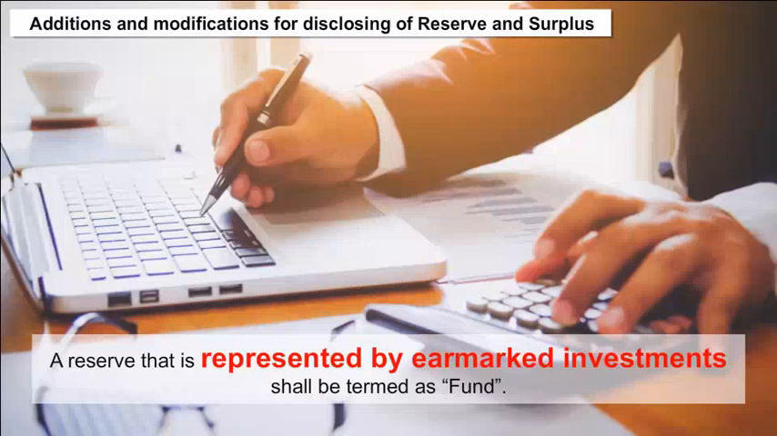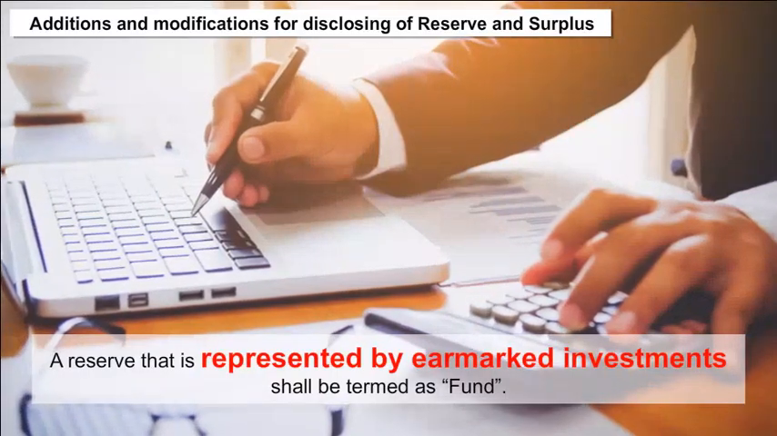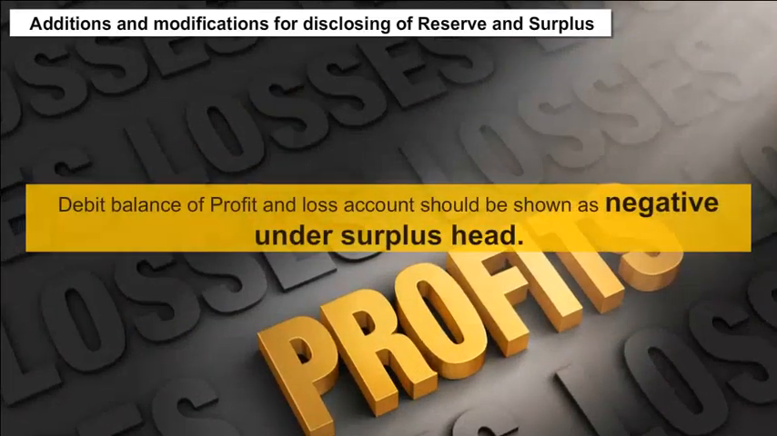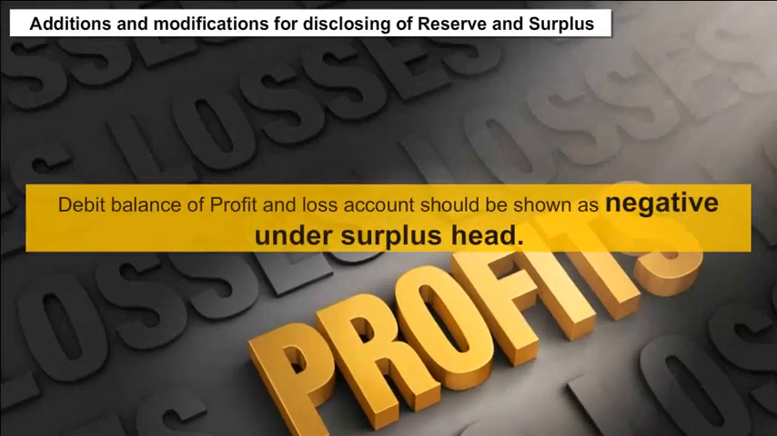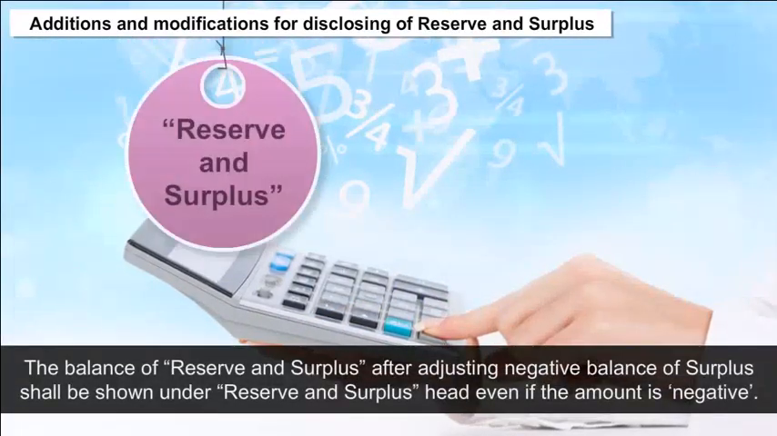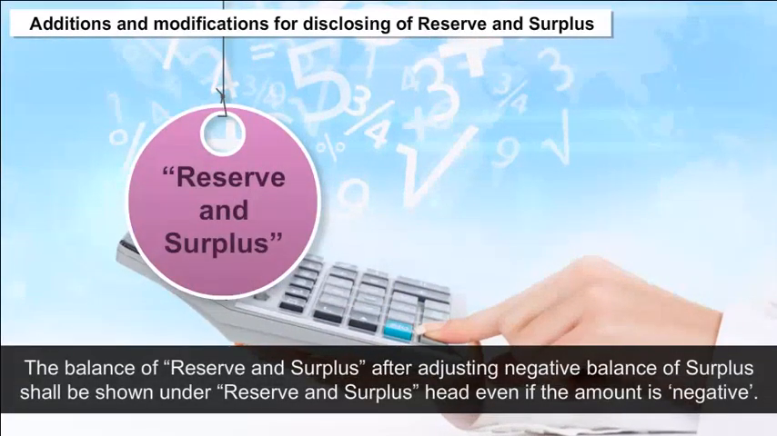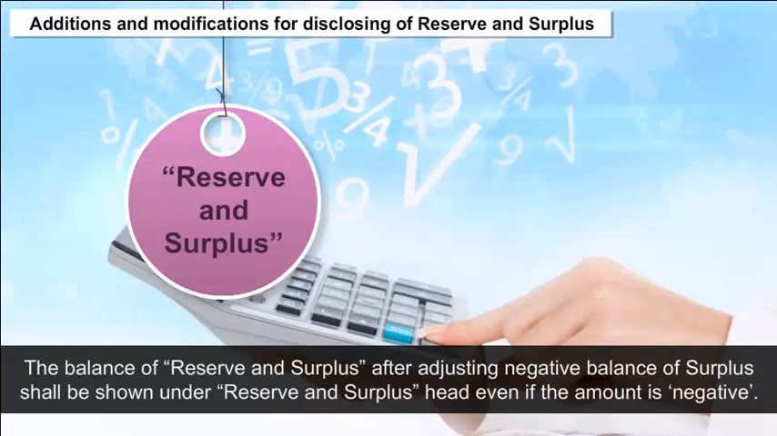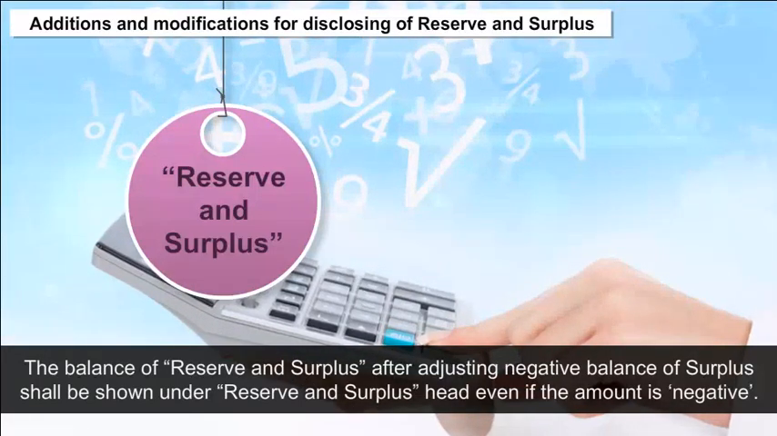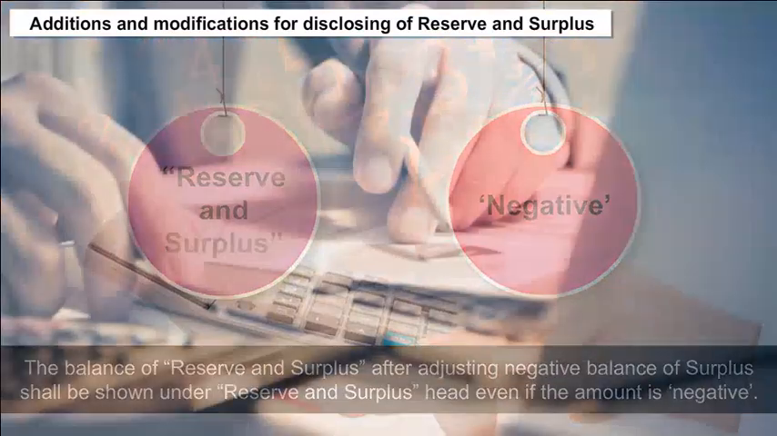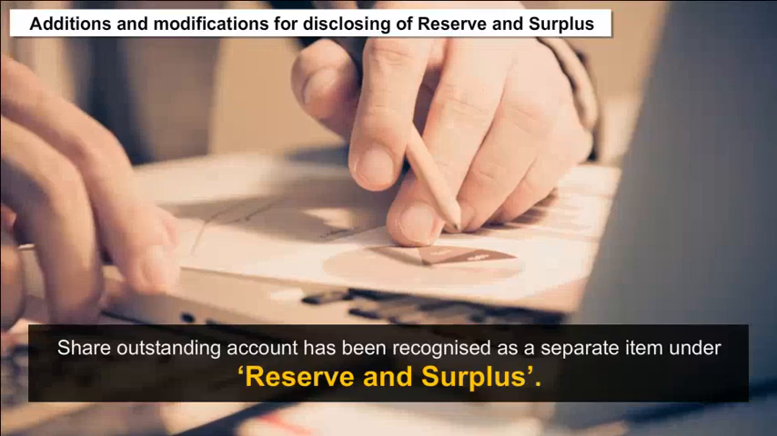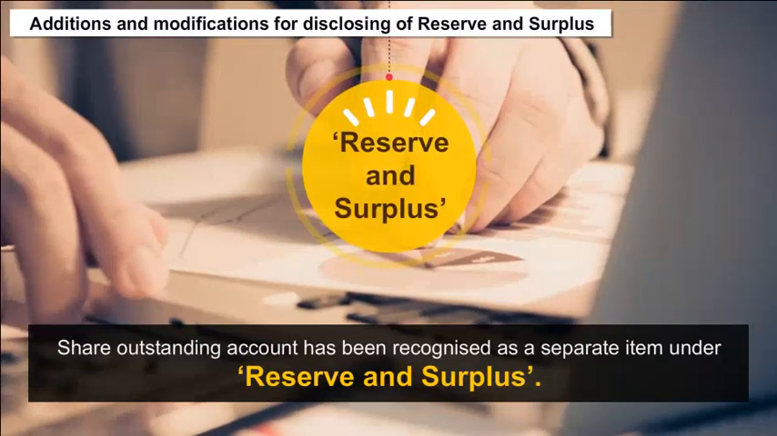A reserve that is represented by earmarked investments shall be termed as fund. Debit balance of profit and loss account should be shown as negative under surplus head. The balance of reserve and surplus after adjusting negative balance of surplus shall be shown under reserve and surplus head even if the amount is negative. Share options outstanding account has been recognized as a separate item under reserve and surplus.